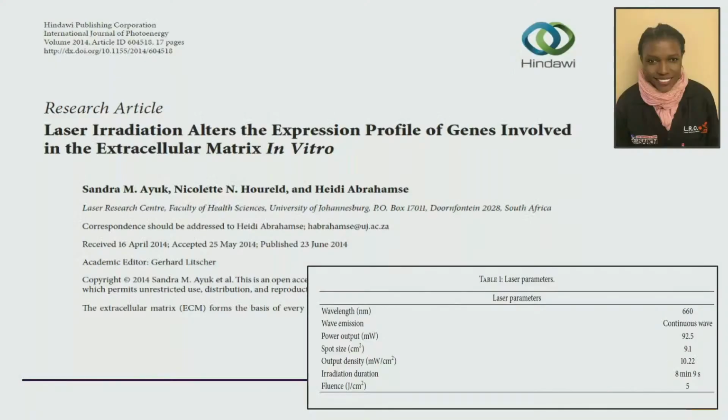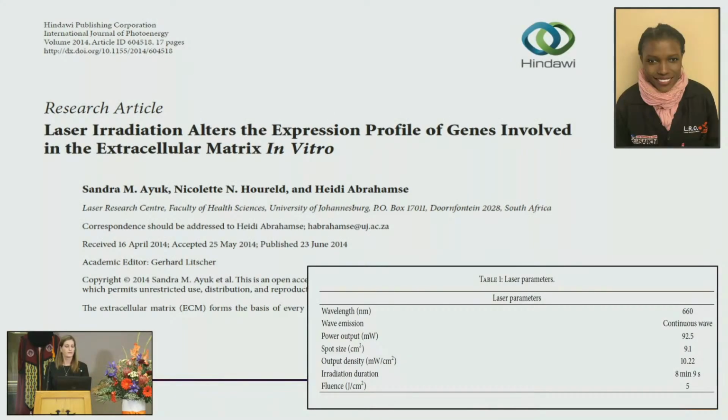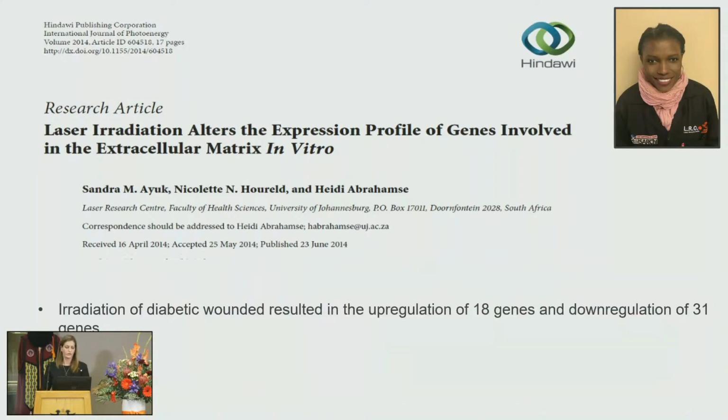In addition to looking at collagen production, we also investigated PBM at 660 nanometers with 5 joules on the expression of genes that code for numerous extracellular matrix proteins. The results from the study were overwhelming. Irradiation of diabetic wounded cells resulted in the upregulation, or the turning on, of 18 genes and downregulation of 31 genes. There are too many genes to discuss, but what I do want to say is that there were genes for various collagen types which were upregulated.